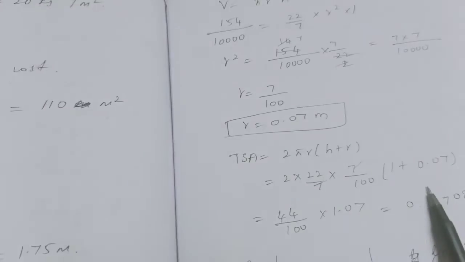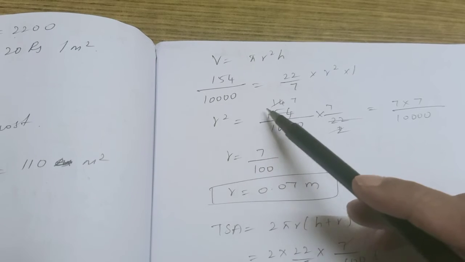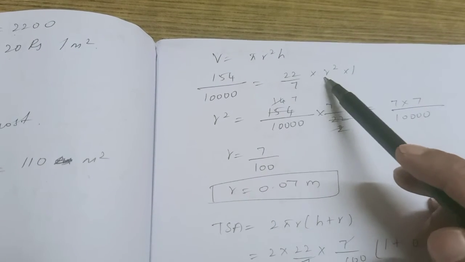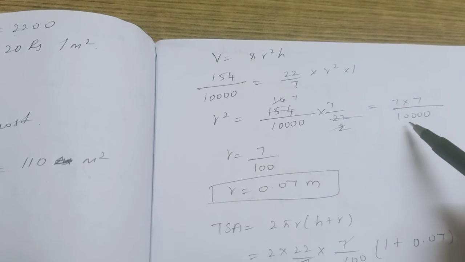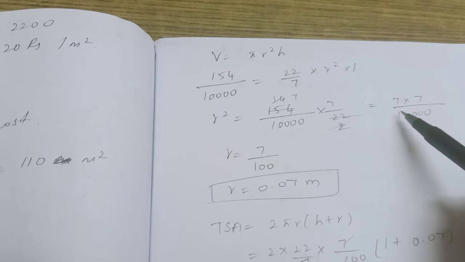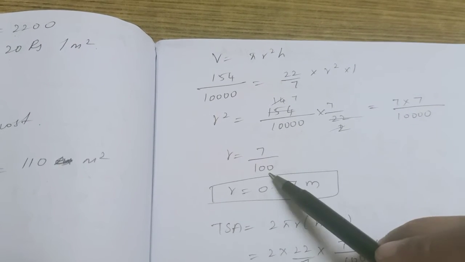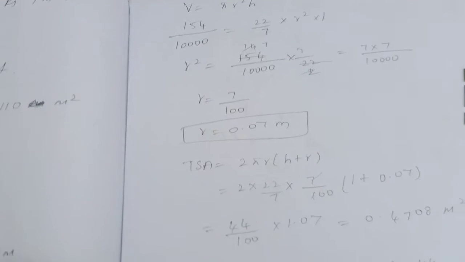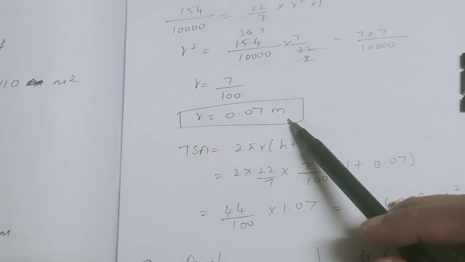So the volume formula is pi r square h. Pi r square h is equal to this one. 22 by 7 into r square, which is unknown, h is 1. Take the 22 by 7 to the other side and cancel, we get this. See, I am not dividing because we are going to take the square root. When you take the square root, for 2 sevens we write 1 seven, and here there are 4 zeros, so we put 1 zero. This is the radius. For step marks we need this. Radius is equal to 0.07 meter.